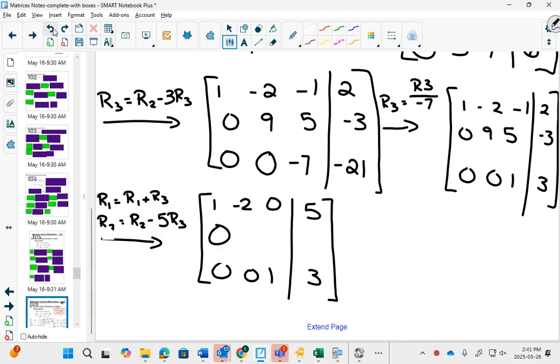And row 2 is going to be row 2 minus 5 row 3. So 0 minus 0 will be 0. 9 minus 0, this will still be 9. 5 minus 5, that'll be 0. And negative 3 minus 15, negative 18. I now succeeded in getting these two as zeros. Next, it's going to be really easy to get the middle 9 to be a 1. You can just take row 2 and divide it by 9. That would change it to a 1.